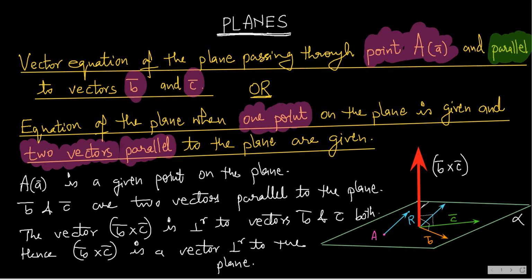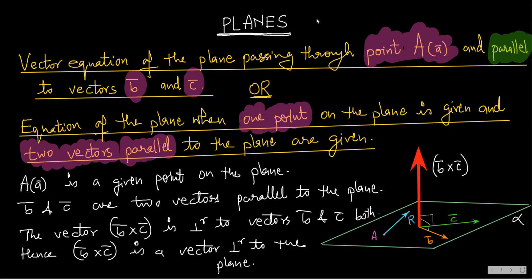The angle between AR bar and B bar cross C bar, which is now our normal vector, is also 90 degrees. See, this angle is also 90 degrees. If you could imagine this angle, every vector which you have on the plane will be perpendicular. All these vectors will automatically be perpendicular to B bar cross C bar. Okay, so here the next step would be as follows.